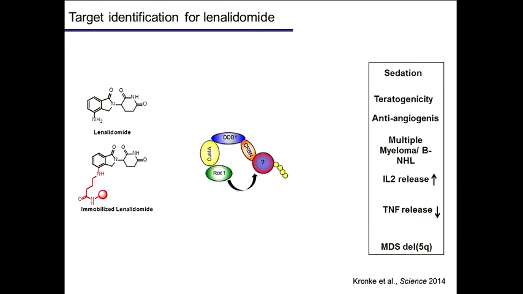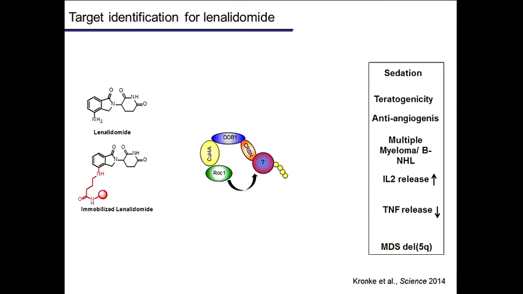So what we first did was we made a derivative of lenalidomide that could be immobilized to a bead that we could pull down and do mass spec. And when we did this, we found this protein cereblon and DDB1 as direct binding partners for lenalidomide, and that these proteins form an E3 ubiquitin ligase with COL4A and ROC1.